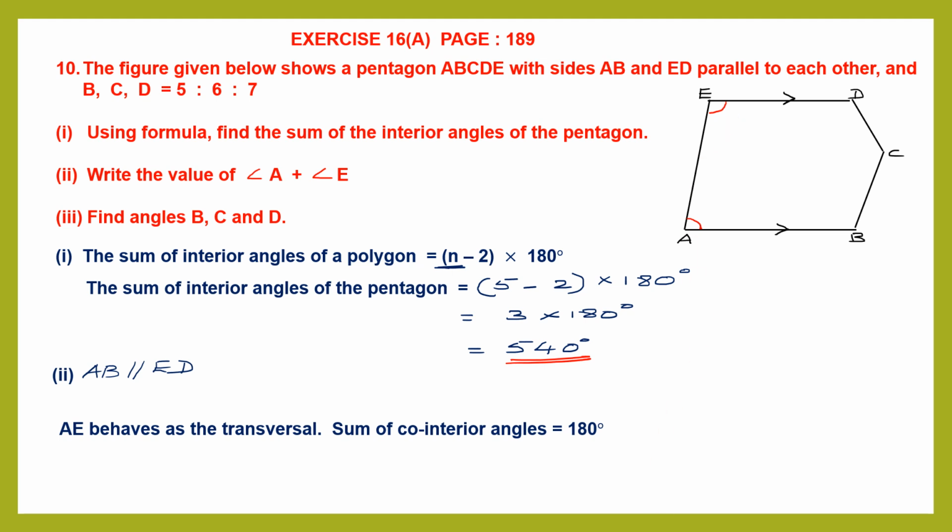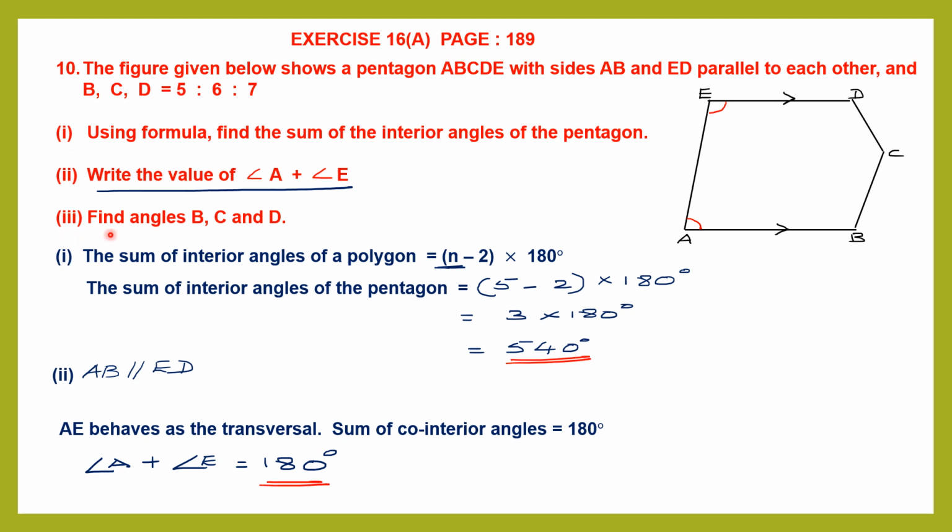So this is the second question here. Write the value of angle A plus angle E. So angle A plus angle E is equal to 180 degrees. So we have got our second answer.